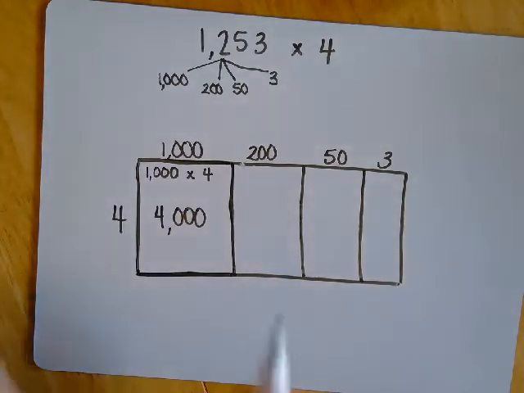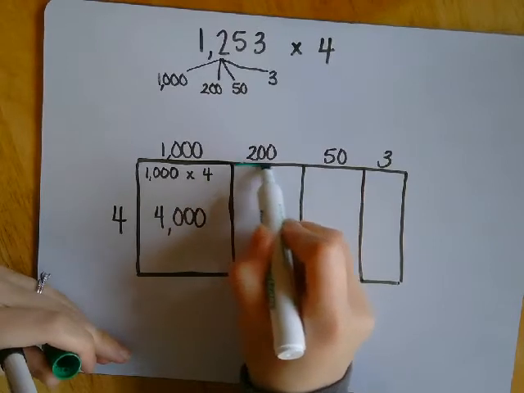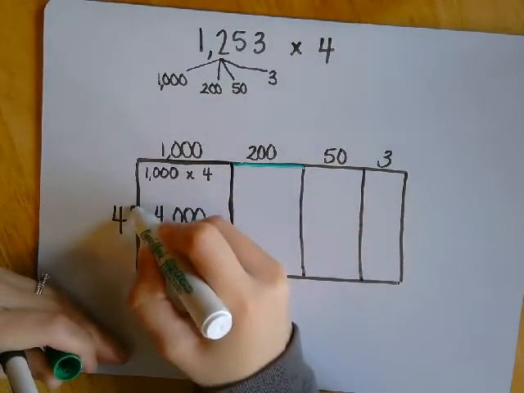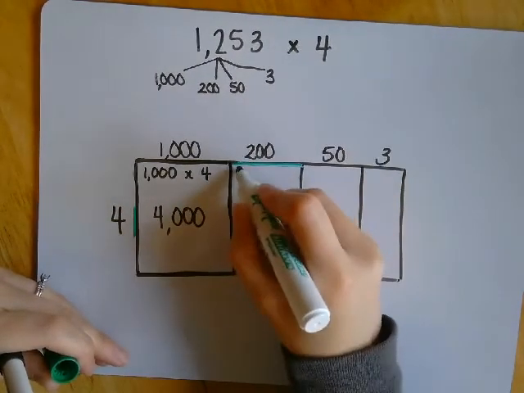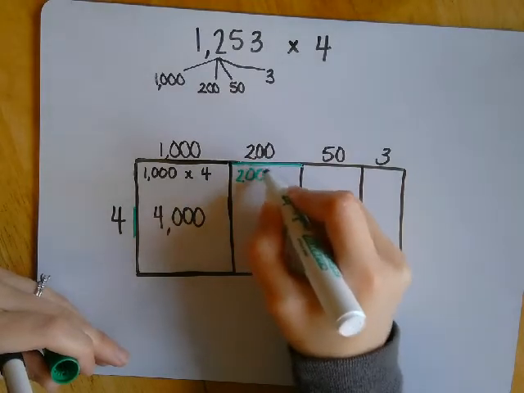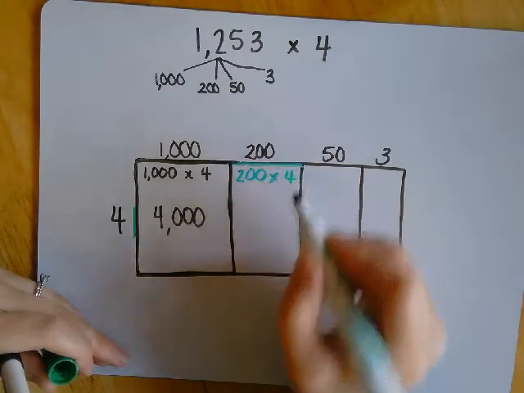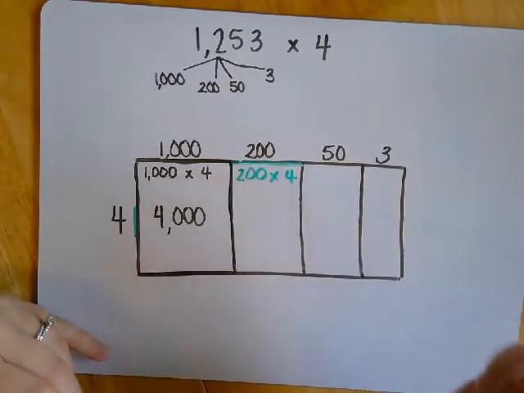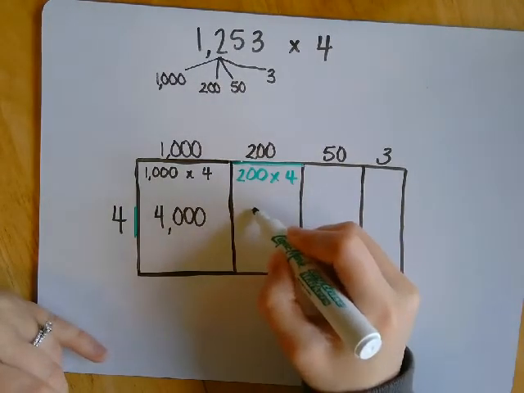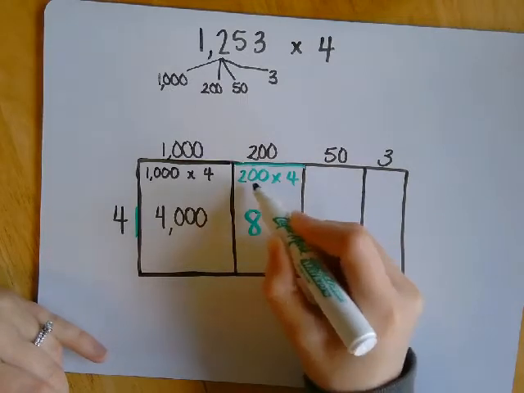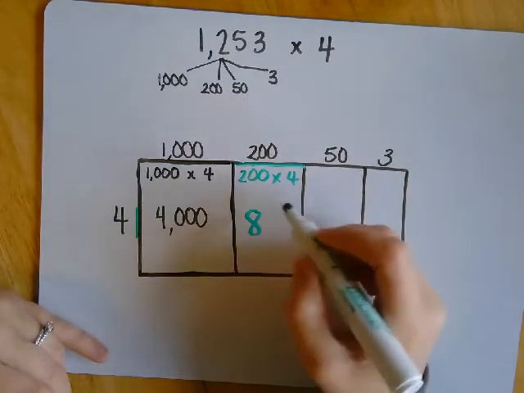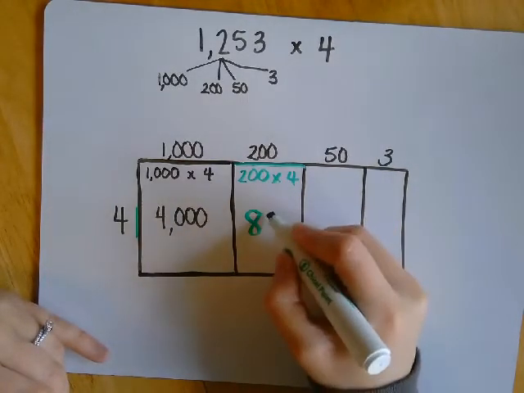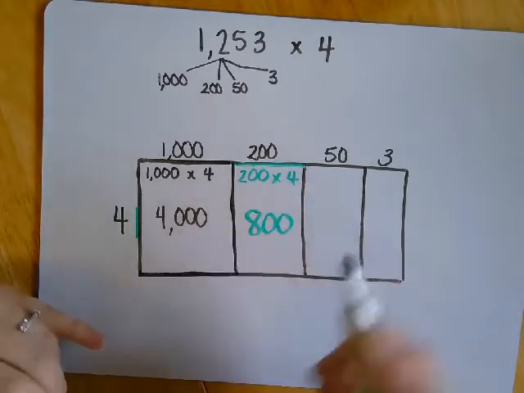The next one is going to be 200 times 4. Again, I can look at that as 2 times 4, and I know 2 times 4 is 8. But remembering that we are multiplying by 100, or in the hundreds place, I need to add 2 zeros to my answer.